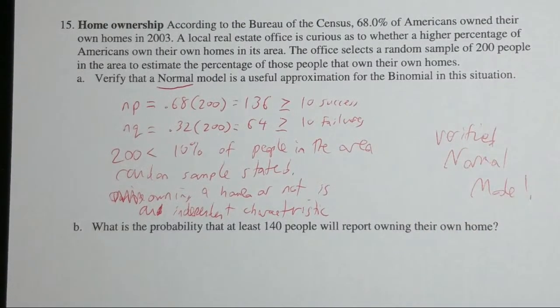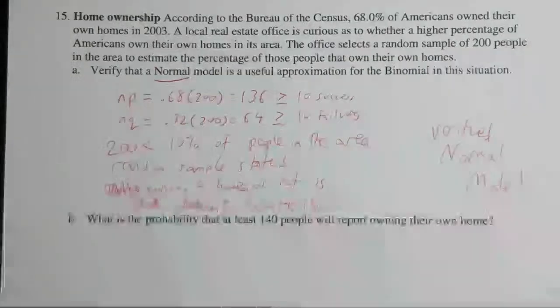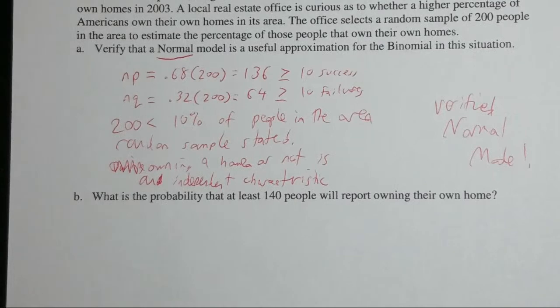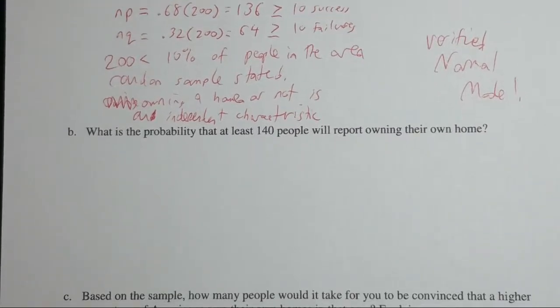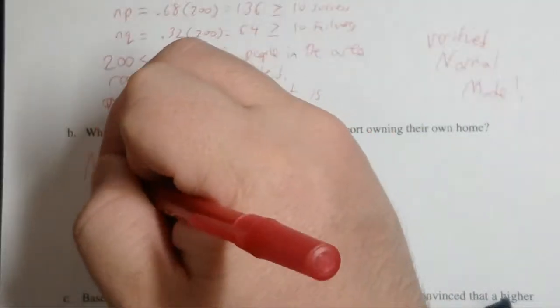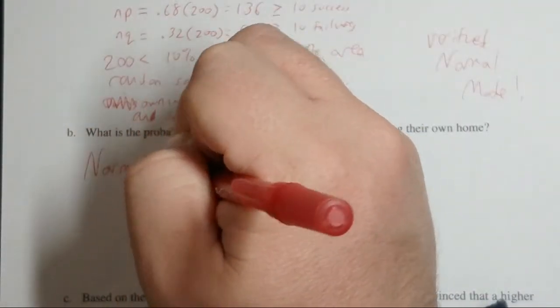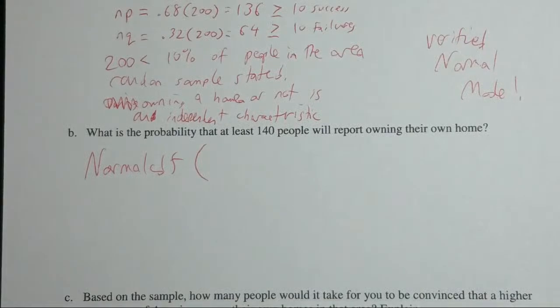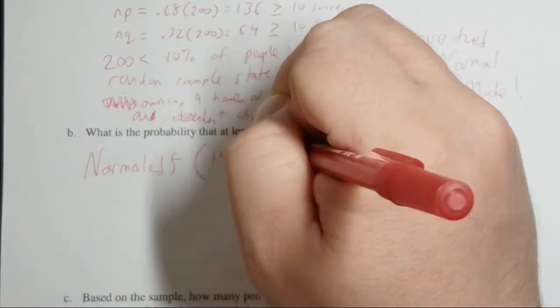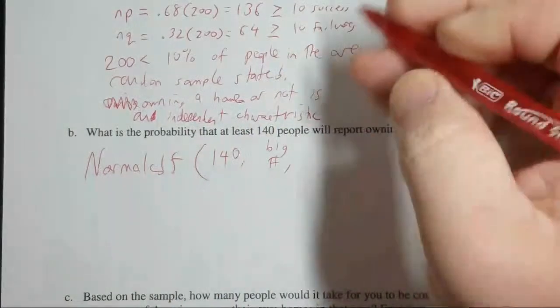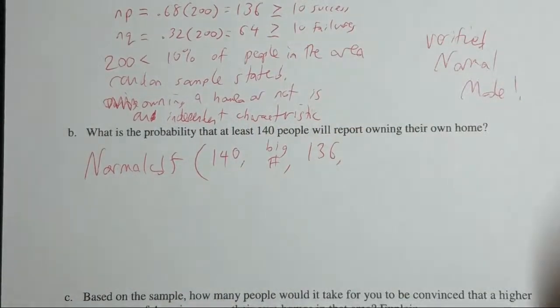So now that you've verified a normal model, look at part B. What is the probability that at least 140 people will report owning their own home? Since we're allowed to do a normal model, I could do normal CDF. Now I'm actually going to show you two ways to do this. At least 140 means 140 or more, with an assumed mean of 136. That was n times p. We did that up here.